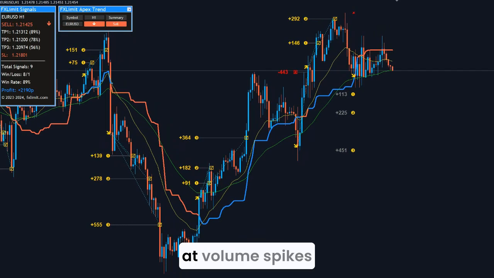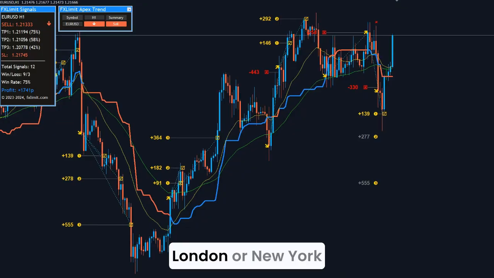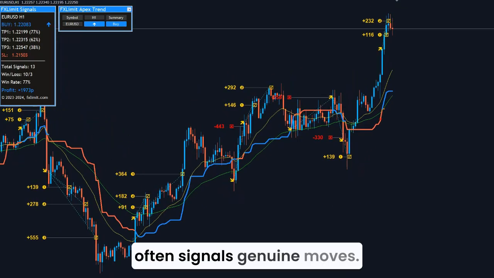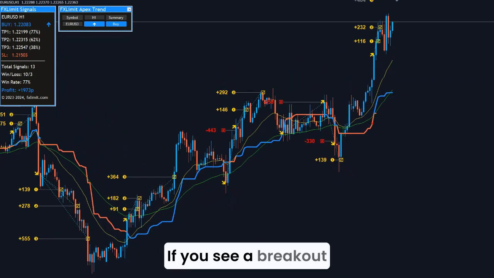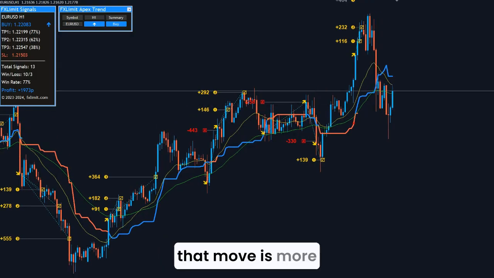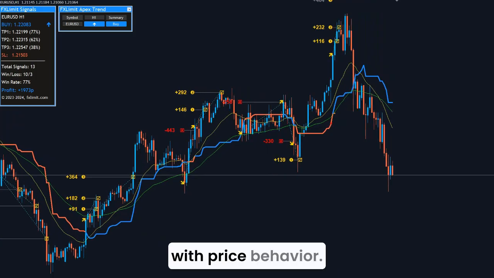So, how do you interpret it? First technique, look at volume spikes during key market sessions. High volume during the London or New York session, especially during overlaps, often signals genuine moves. If you see a breakout during these times and it's backed by increased volume, that move is more likely to hold.